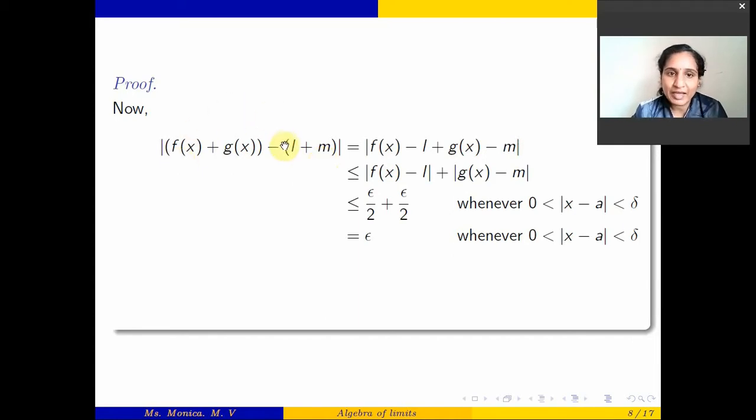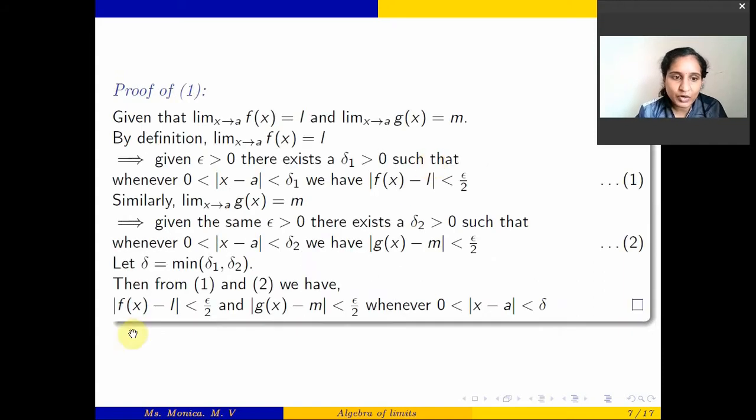Now f of x minus L, I will put it together here. G of x minus m, I will put it together. We will try to apply the triangle inequality here. What does the triangle inequality say? Modulus of a plus b is less than or equal to modulus of a plus modulus of b. The a part I am taking here is f of x minus L. The b part is g of x minus m. This is modulus of a plus b, which is less than or equal to modulus of a plus modulus of b. And now this condition will come back here.